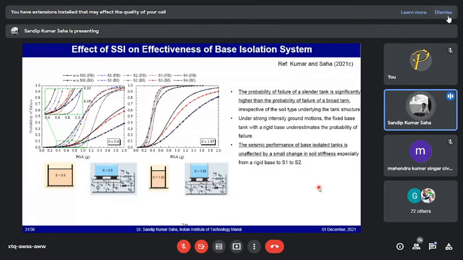Okay. And also when it comes to rocky or hard soils, the soil structure interaction doesn't have much effect. And that is the reason that we have to be very cautious in the selection of base isolation systems, as well as in preparing the ground for installing the structures. We need to be very, very careful.